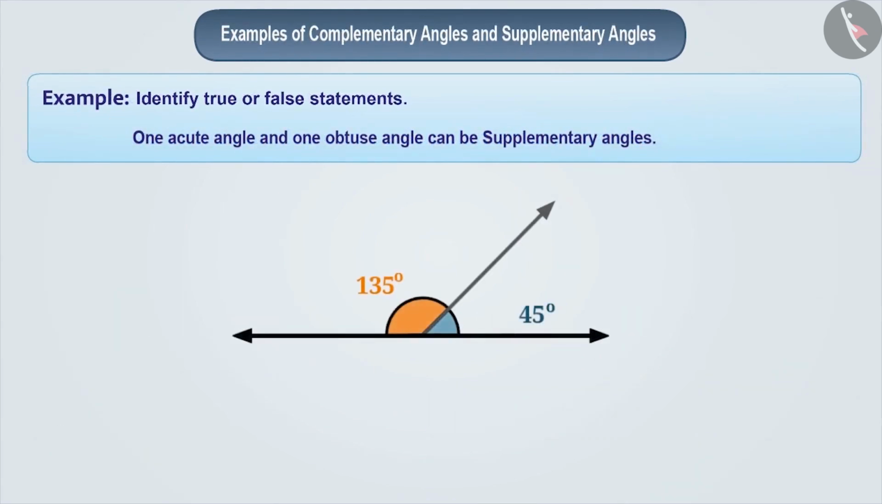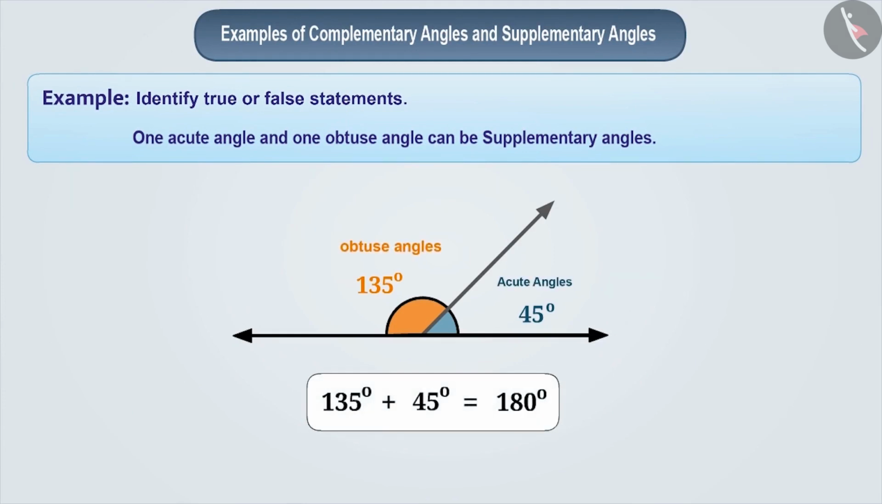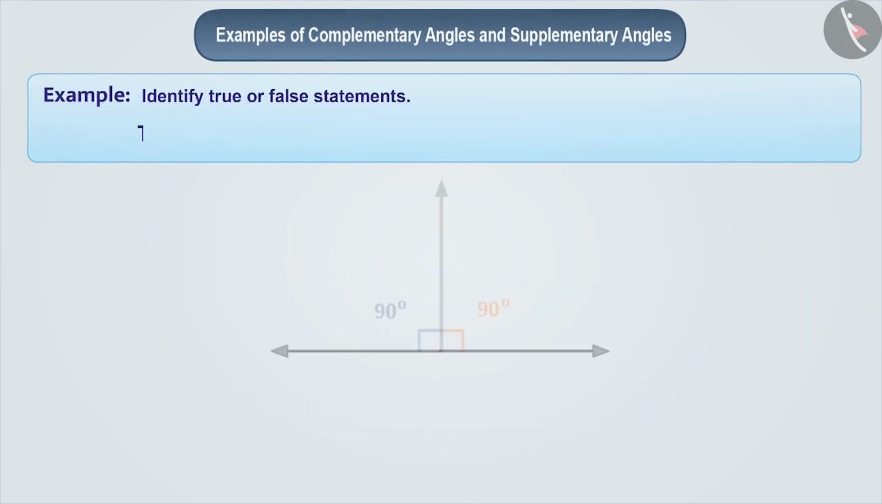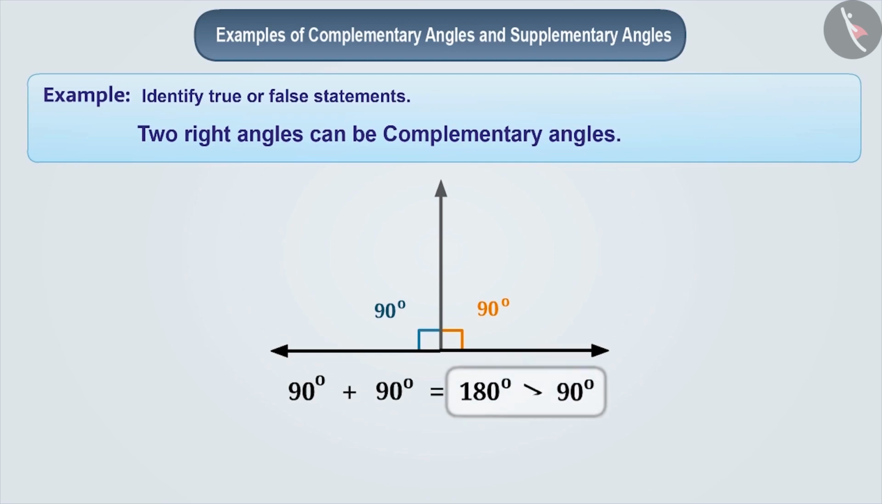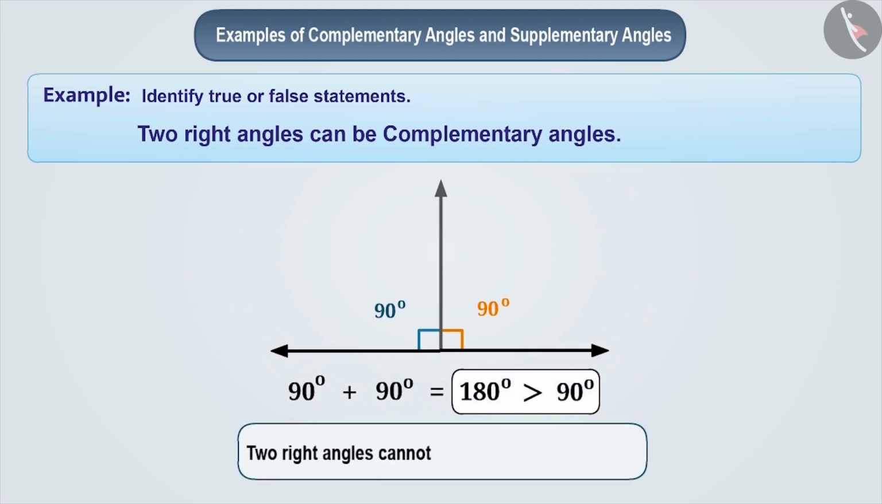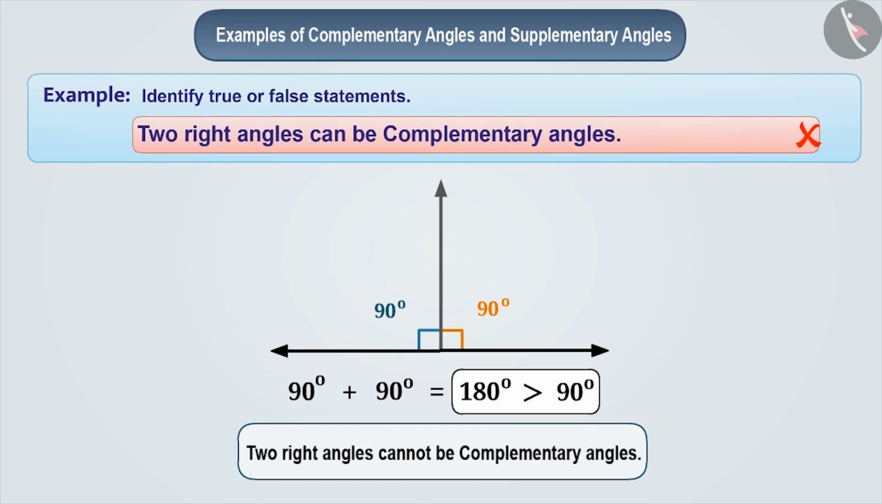Remember, if one angle is acute and the other is obtuse, then their sum can be 180 degree, which means they can be supplementary angles. Two right angles can be complementary angles. As you would know that two right angles cannot be complementary because their sum is 180 degree, which is greater than 90 degree. Therefore, two right angles can never be complementary angles. Therefore, the given statement is false.